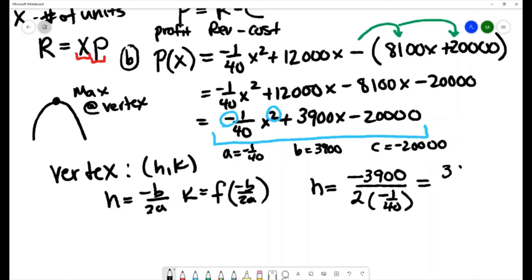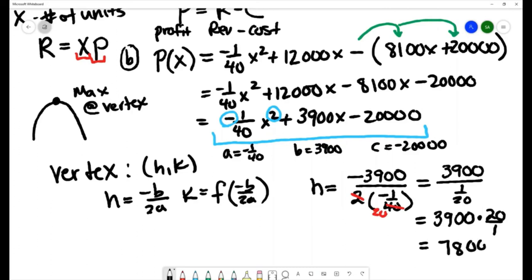And we have 3,900 over, those 2 goes into 40 20 times, so 1/20. And when we divide fractions, we multiply by the reciprocal, so that's 3,900 times 20 over 1. So 3,900 times 20 is 78,000. So this is going to give me my value of x, which is number of units.